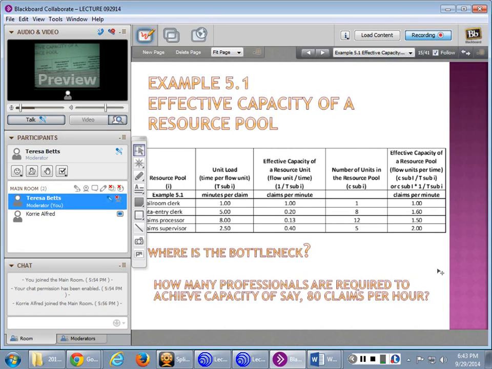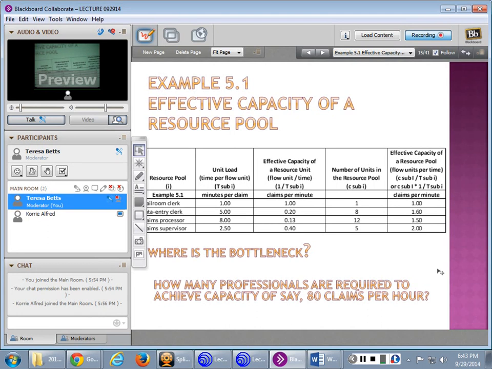Okay, so in this case, when we're talking about effective capacity, we're talking about claims per minute. So it's units per minute, so it's the lowest number. Okay? And then it asks, how many professionals are required to achieve a capacity of, say, 80 claims per hour?